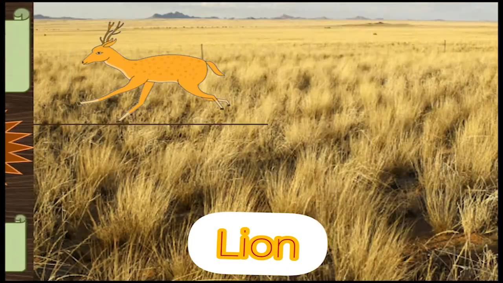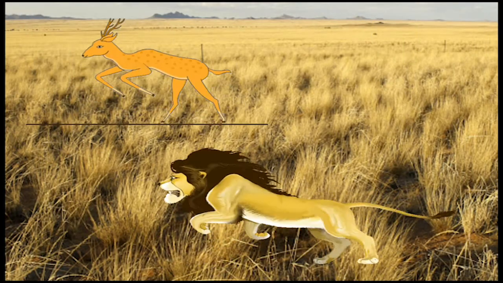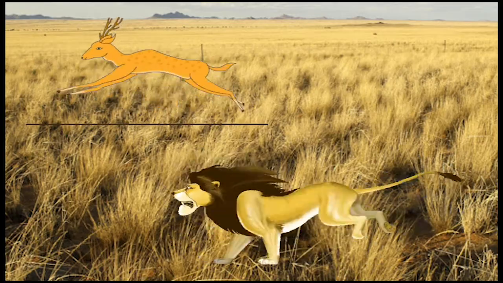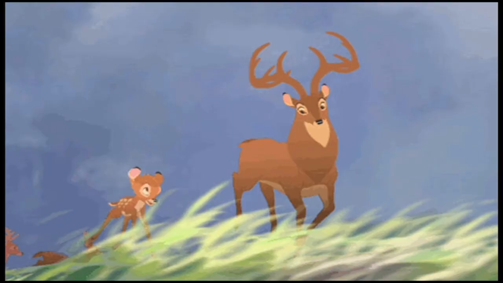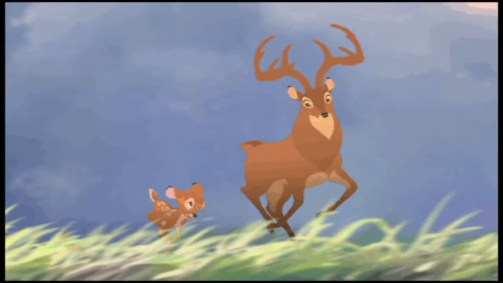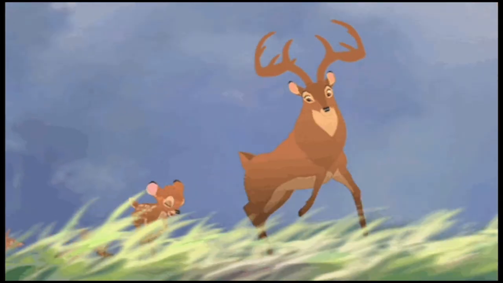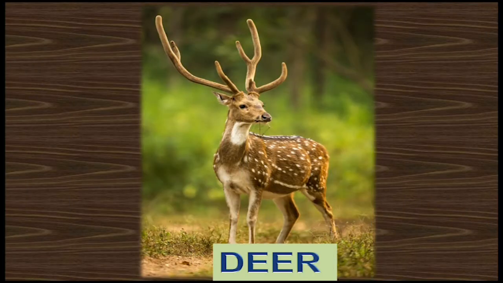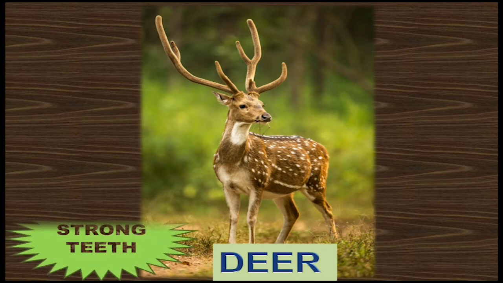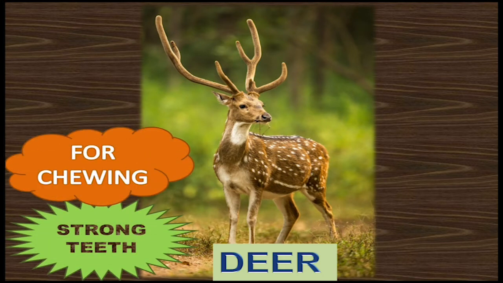If the deer fails to run faster than the lion, what will happen? The lion will catch the prey and kill it. The deer won't get a place to hide, due to the lack of trees and big bushes. Right? Okay. Now, a deer also has some adaptations, like strong teeth for chewing hard plant stems of the forest.